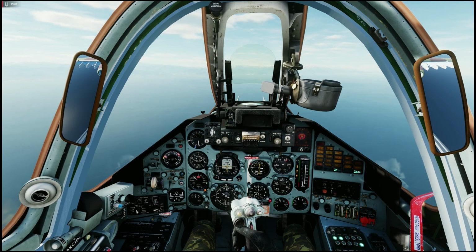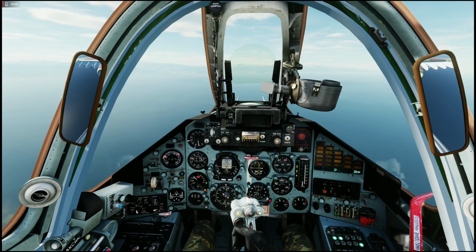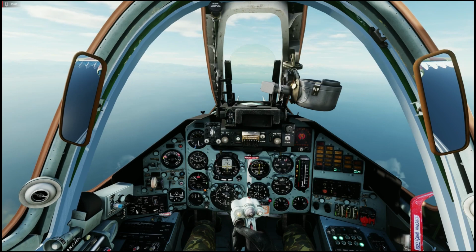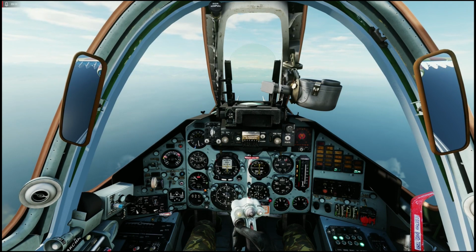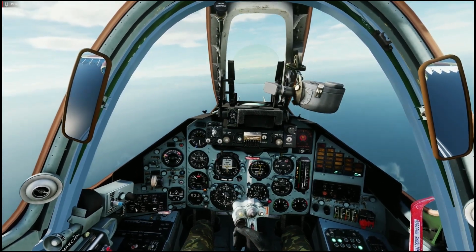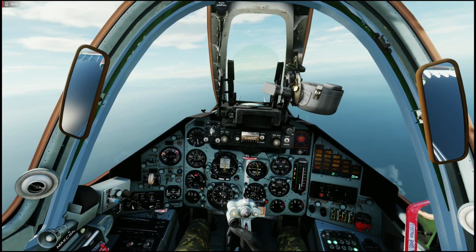So right now I'm not looking at the horizontal line anymore. I'm just looking at the barometric altimeter. I'm looking for 1800. A bit more to the right.